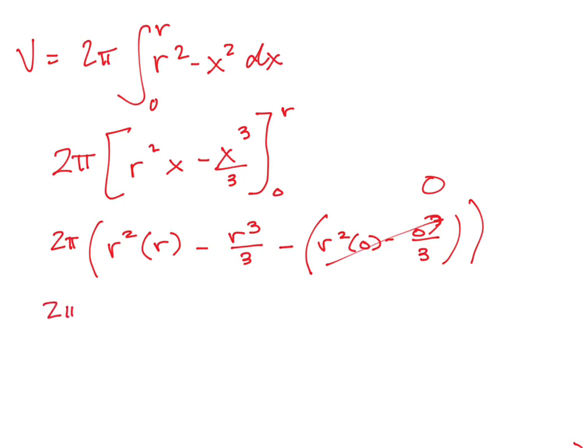So in the first half, in the simplification, we have 2 pi times r cubed minus r cubed over 3. Common denominator. Okay, so 3r cubed over 3 minus 1r cubed over 3, 2r cubed over 3. So 2 pi times 2r cubed over 3. And the 2 and the 2 can make a 4/3 pi r cubed. That's the formula. That's what we just did. We proved it.